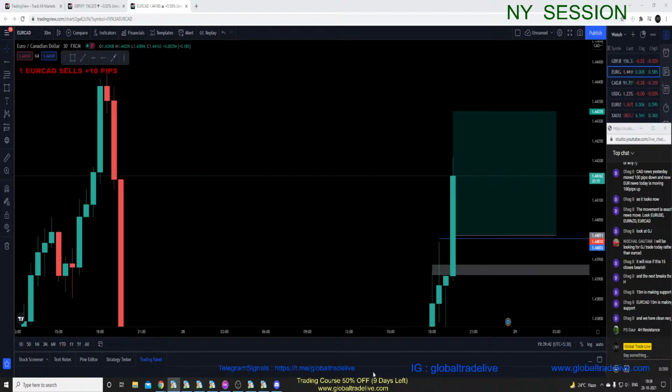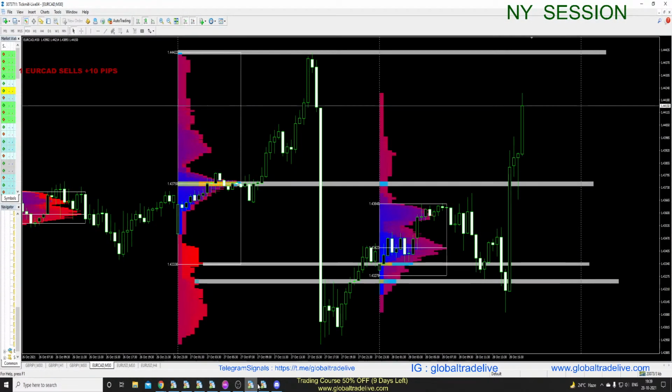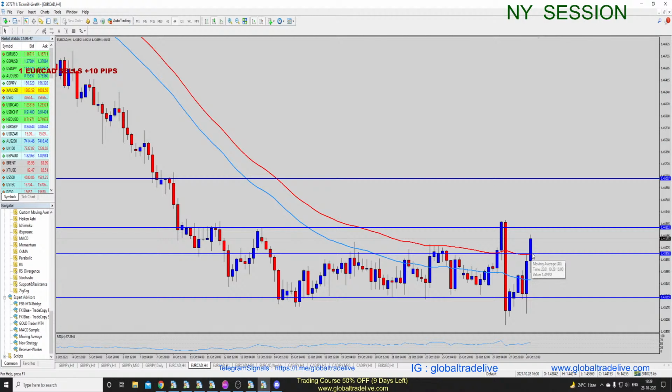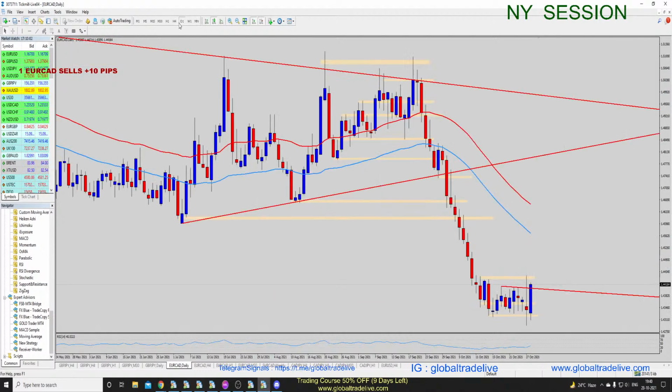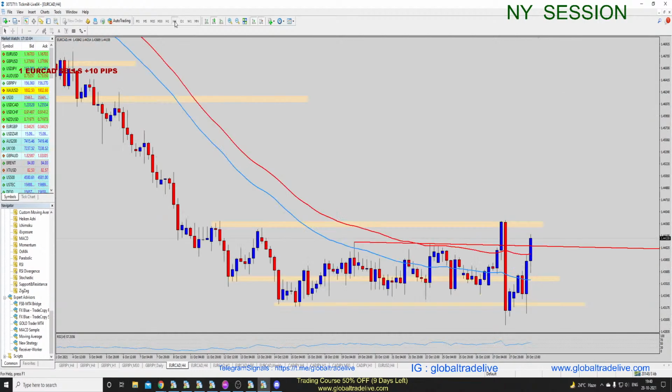PS Gore, 4-hour resistance has already been crossed. This was the resistance in 4-hour, and it has already been crossed. Now the volume has to play its role in this scenario. Yeah, daily is also moving strongly.